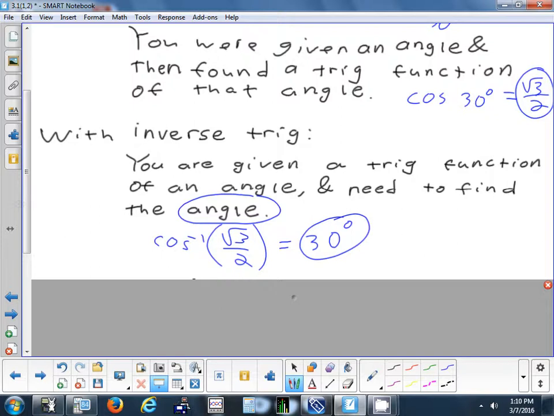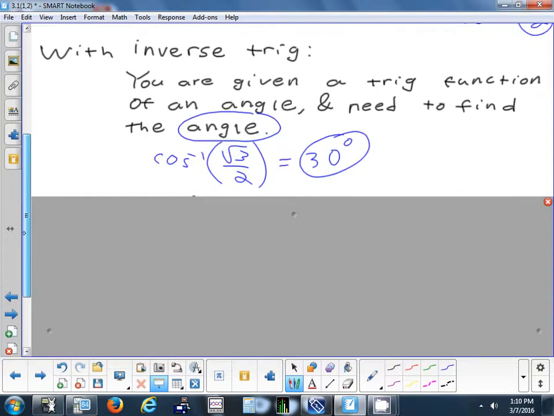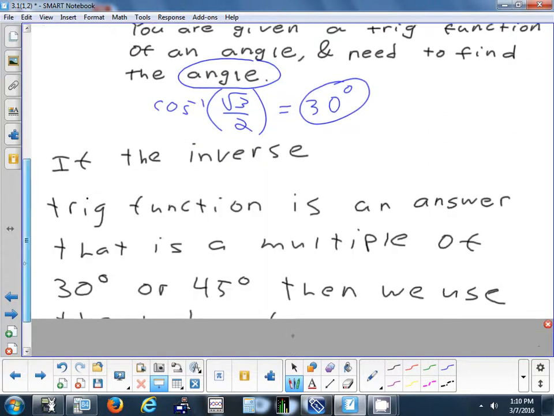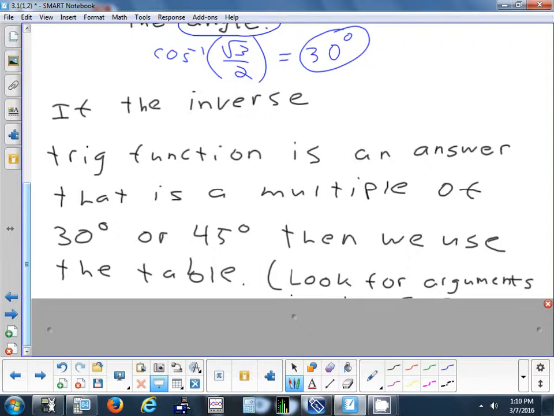All right, 2 ways we can do inverse trig. If you have an angle that's a multiple of 30 or 45, okay, we use the table. Okay, we're going to use that table I just passed out.